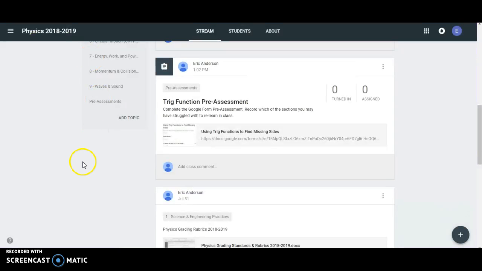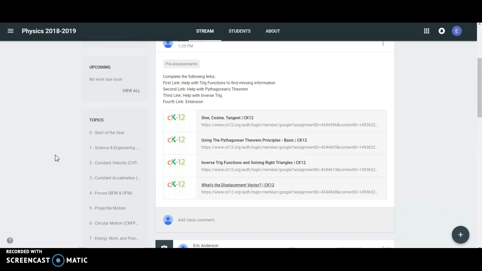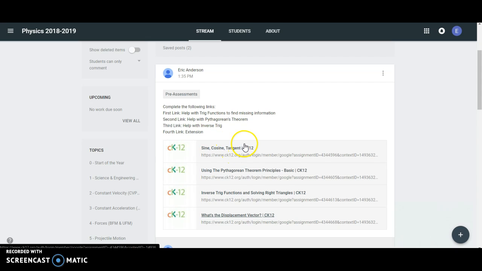But I think the real power of using Google Classroom to do that is I can gather that information really quickly, divide that up into standards, and in class or out of class, I can point them over to CK12 so they can work on the things that they need to work on specifically.